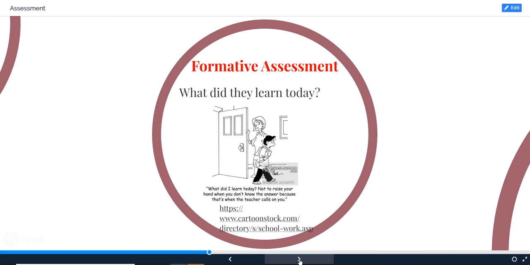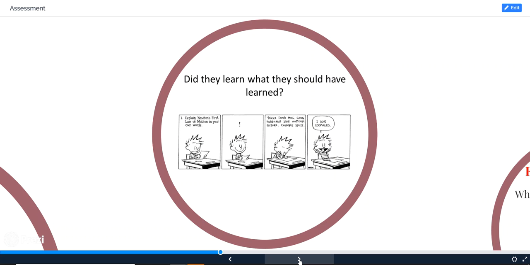The formative assessment, and this again the comic, what did you learn today? What did I learn today? Not to raise my hand, that's for sure. When you don't know the answer, they'll call on you. Did they learn what they should have learned?